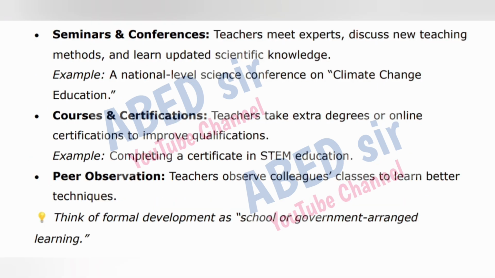Seminars and conferences. Teachers meet experts, discuss new teaching methods, and learn updated scientific knowledge. Example: a national-level science conference on climate change education. Courses and certifications. Teachers take extra degrees or online certifications to improve qualifications. Example: completing a certificate in STEM education. Peer observation. Teachers observe colleagues' classes to learn better techniques. Think of formal development as school or government-arranged learning.